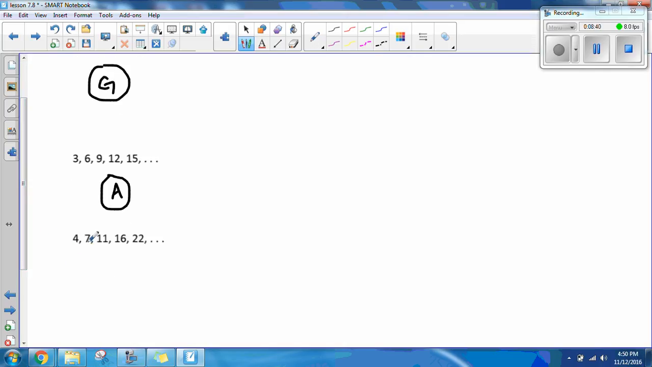Alright, 4 to 7, 7 to 11. Well, to get from 4 to 7, we need to multiply by 1.75. 7 to 11, we have to multiply by 1.57. From 11 to 16, we have to multiply by 1.45. So this is not geometric. And let's see if it's arithmetic, though. Well, plus 3, plus 4, plus 5. This is not geometric or arithmetic.